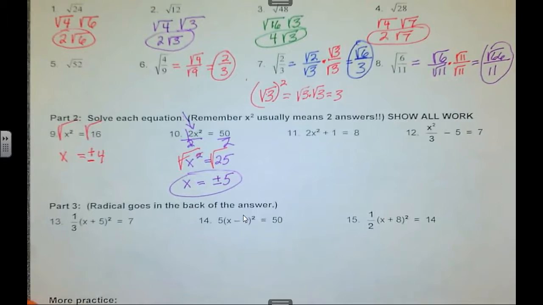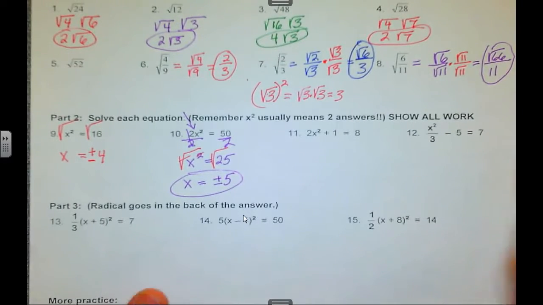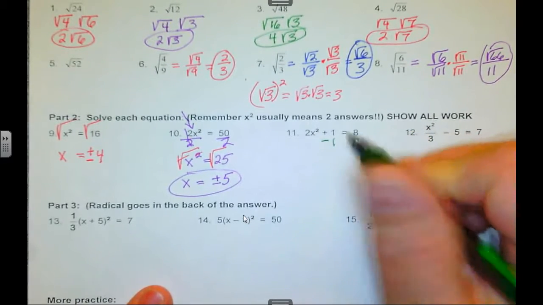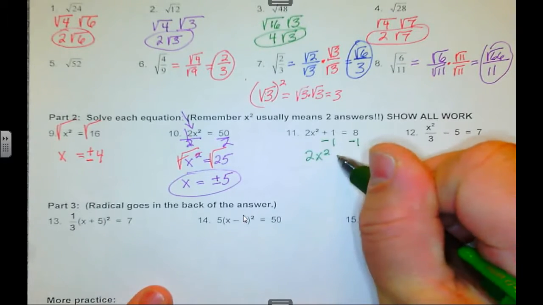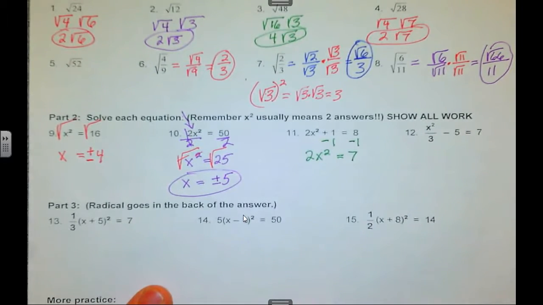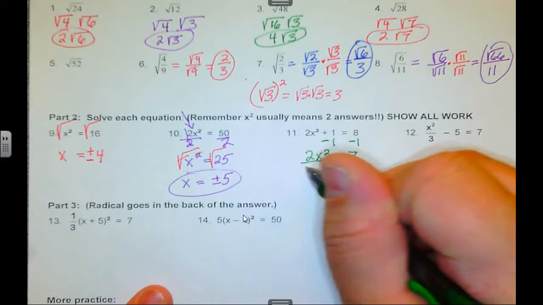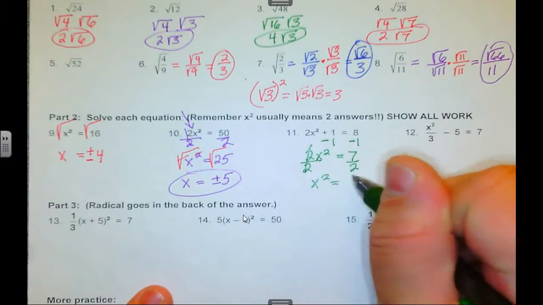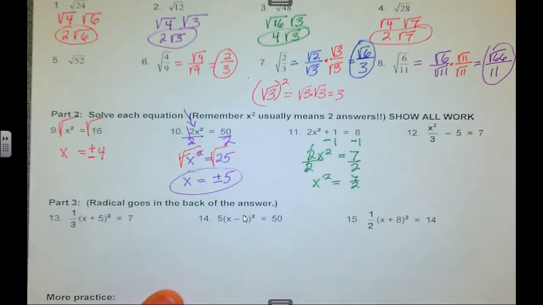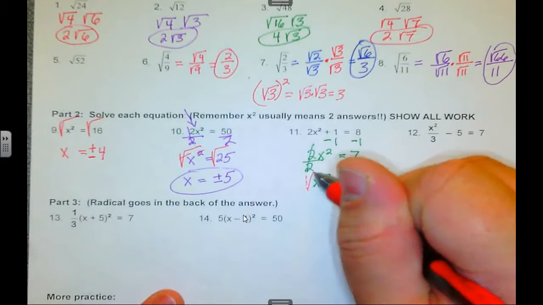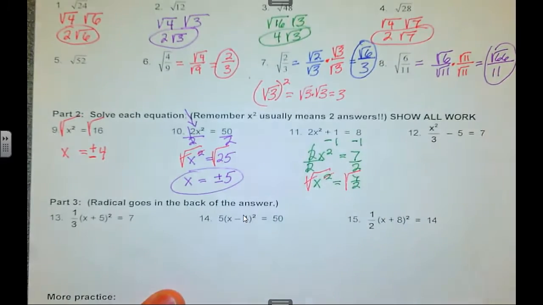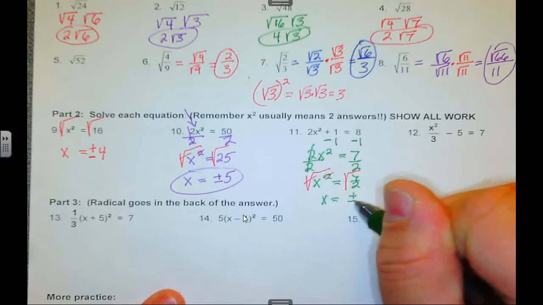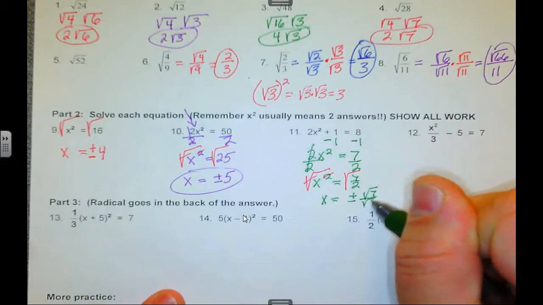You worked ahead of me with number 11. Here we have to get the x squared by itself, so I'm going to subtract 1 from both sides. I get 2x squared equals 7. Now I divide both sides by the coefficient 2. I get x squared equals 7 halves. Now I square root both sides. So x equals plus or minus the square root of 7 over the square root of 2.